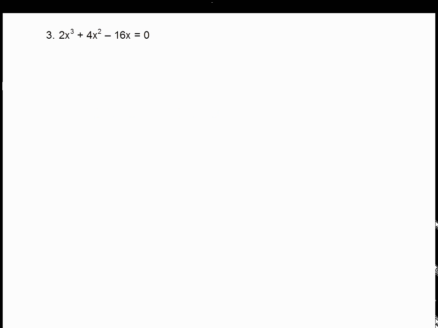Number 3, I have 2x cubed plus 4x squared minus 16x equals 0. Okay, it is set equal to 0. It is in correct order. So now we have to do some factoring. Looks like all the numbers are even, and everybody has an x. I can factor out 2x. That'll leave me x squared plus 2x minus 8.